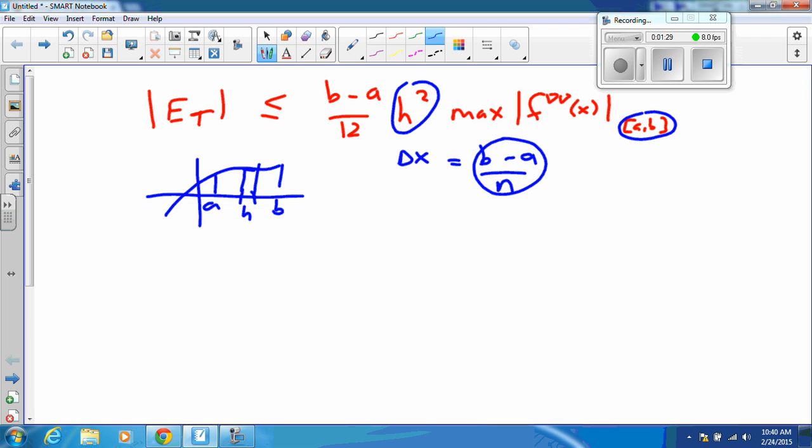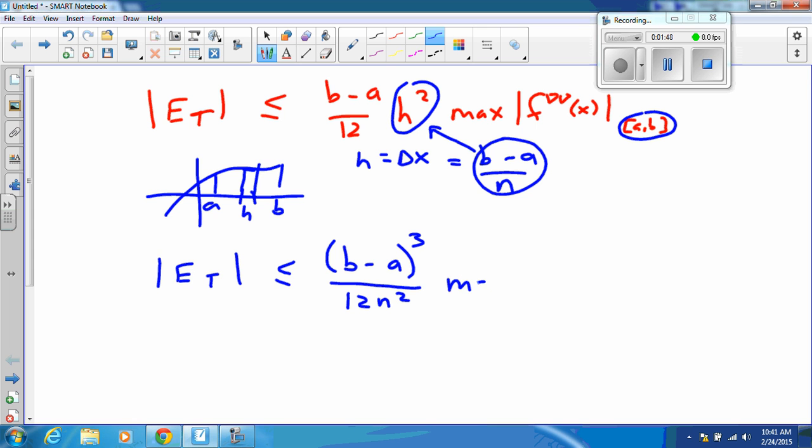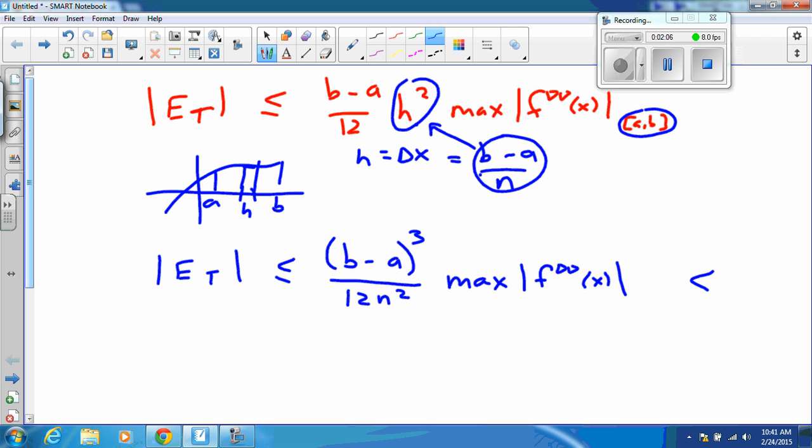Because the delta x, or the h, is equal to (b minus a) over n, we can substitute in here and get a different expression for the trapezoidal error, which is (b minus a) cubed over 12 n squared times the max of f double prime, just like so. And that happens, again, just by substituting for h right there. We're going to find that this formula is going to be more useful to us for computational purposes.